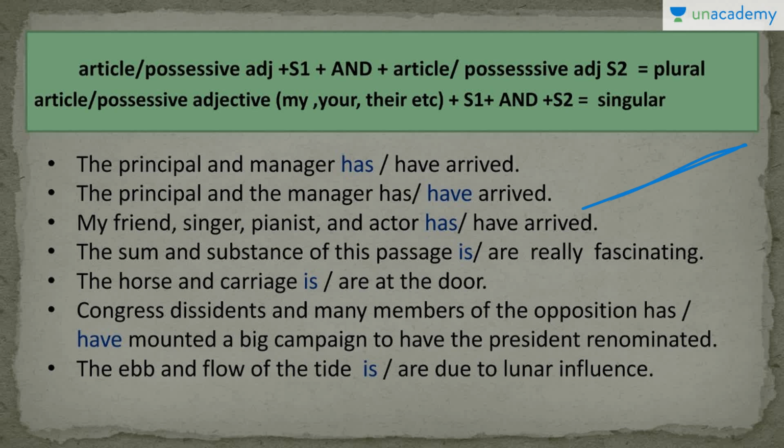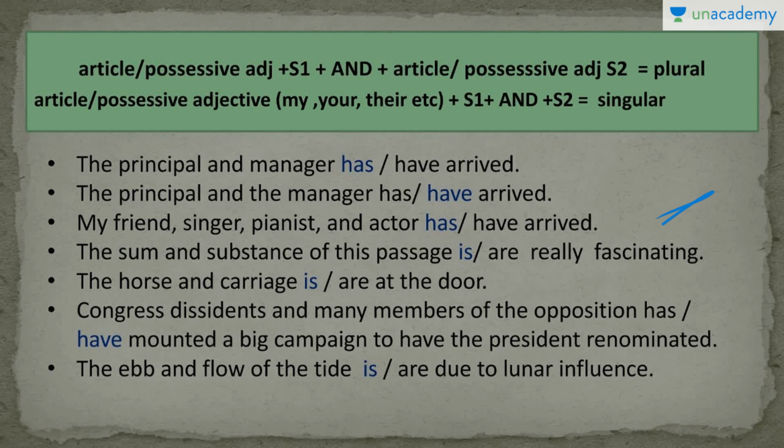Next, my friend, singer, pianist, and actor has or have arrived. Again, you can see there's only one possessive case used at the beginning of the sentence. So that means there's only one person who is the friend, singer, pianist, and actor, all of them. But there's only one person. So that means it gives a singular sense and has to be followed by a singular verb, and therefore the sentence would become my friend, singer, pianist, actor has arrived.